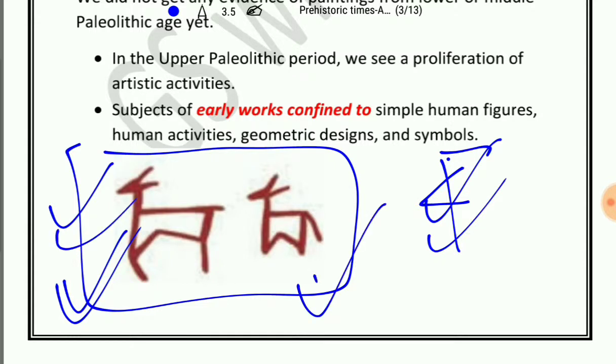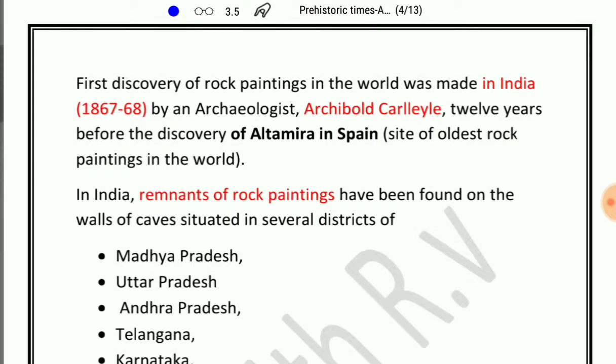In the figure, we can see how they used to draw on the walls. This is one of the drawings taken from the Bhimbetka caves. Now let's move to the next thing: the first discovery of rock paintings. The first discovery of rock paintings in the world was made in India in 1867-68 by the archaeologist Archibald Carlleyle, and this happened before the discovery of Altamira in Spain.